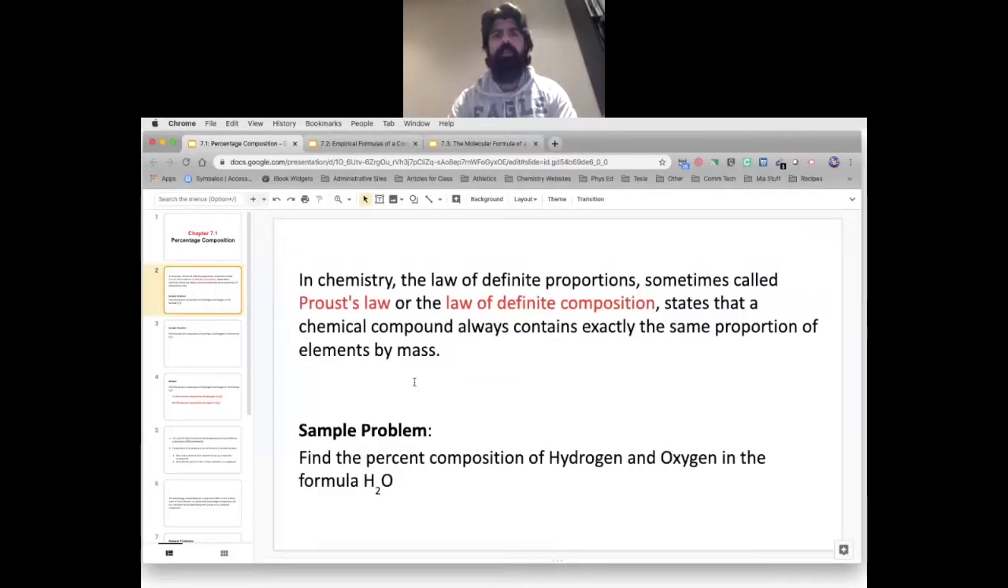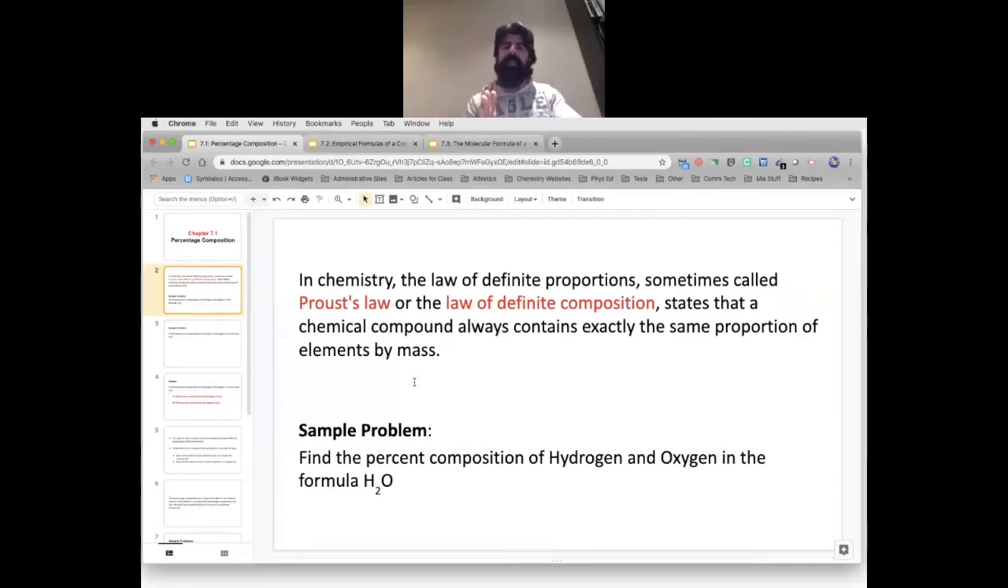So, in chemistry, the law of definite proportions, sometimes referred to as Proust's law or the law of definite proportion, states that a chemical compound always contains exactly the same proportion of elements by mass. So, what does that mean? Okay, so that's the textbook definition. I don't really care about Proust's law; I just know it as the law of definite proportion.